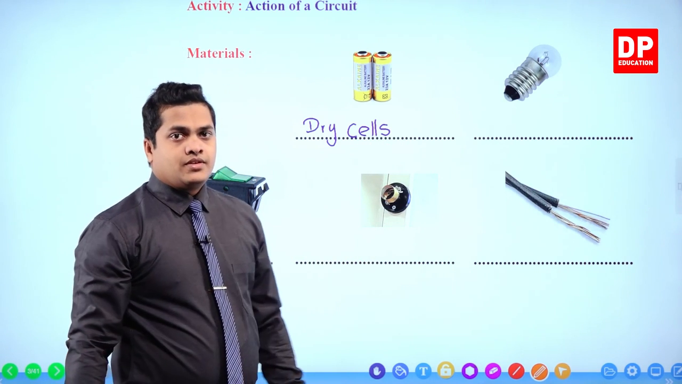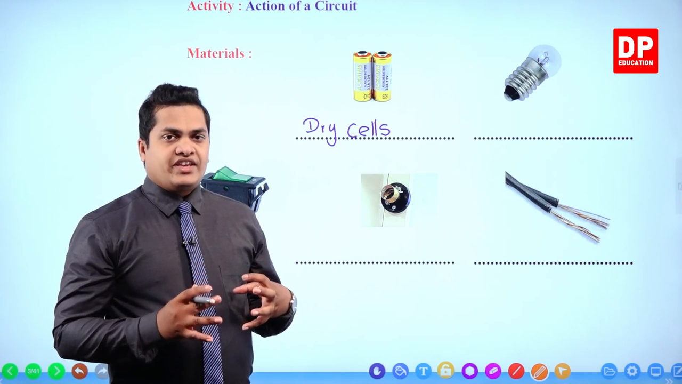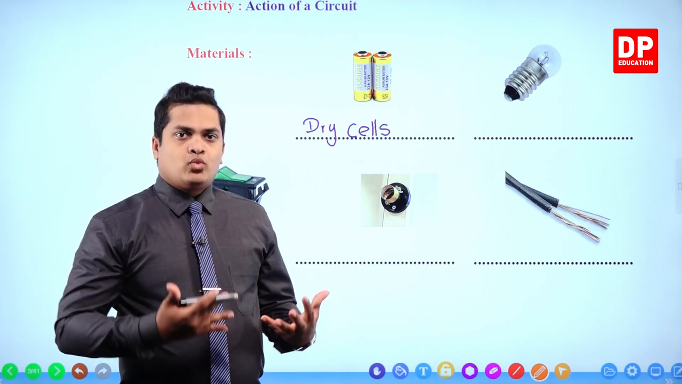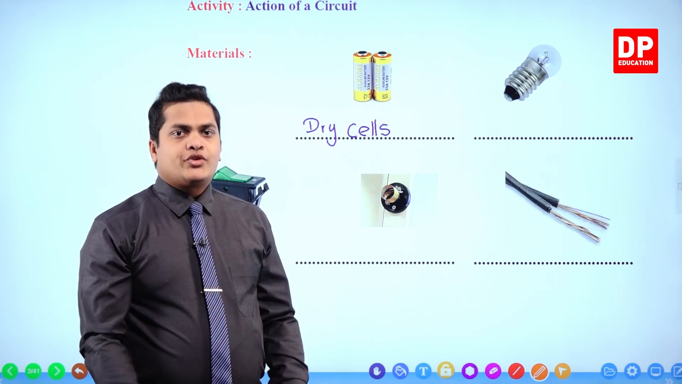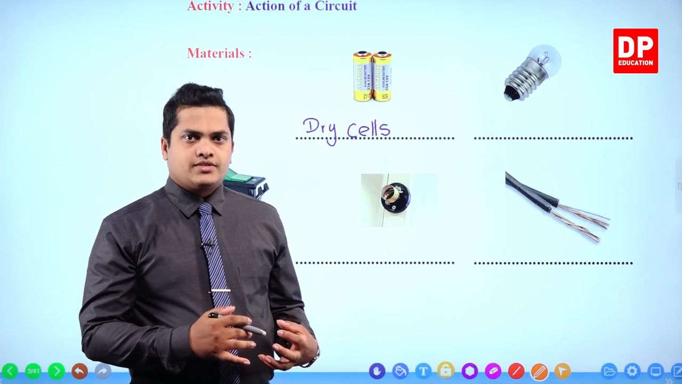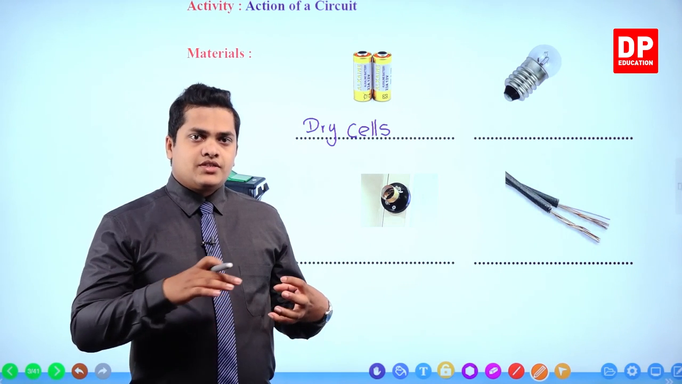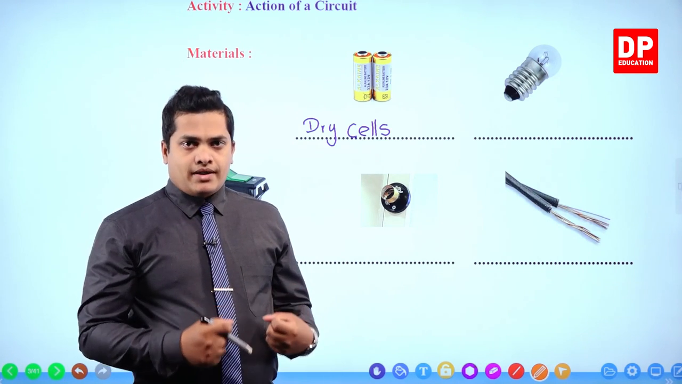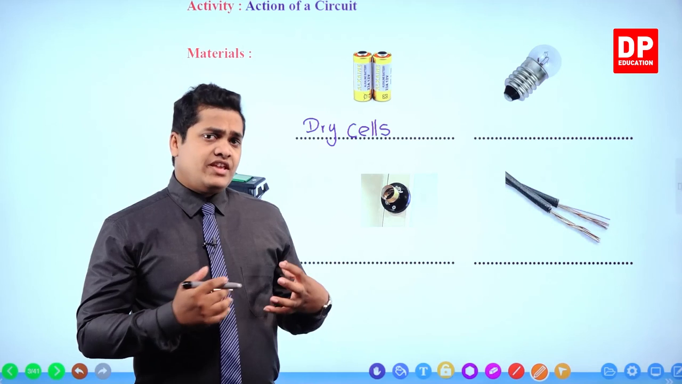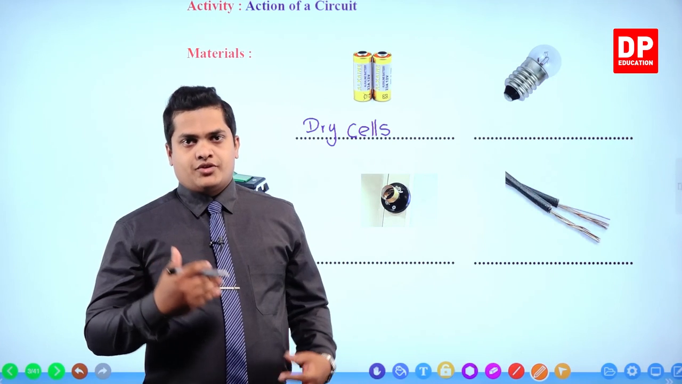Some dry cells, right? To hold these dry cells, you know that they are somewhat difficult to hold. I mean, we can't connect wires directly into a dry cell. So in that case, we can use some holders, dry cell holders. We can plug a dry cell into the holder, and that way we can interconnect several dry cells with each other, and get the necessary amount of current to our circuit.